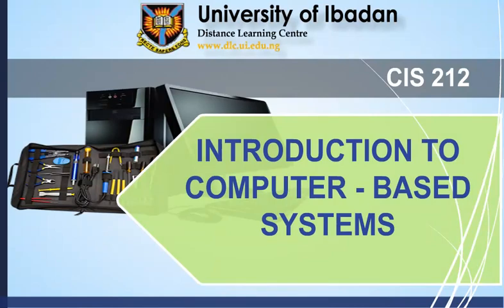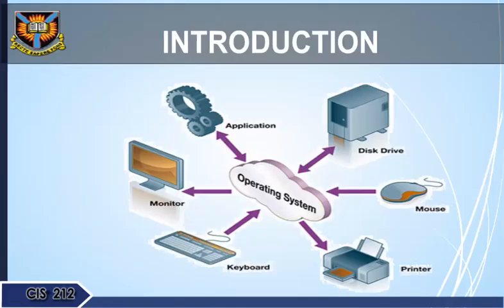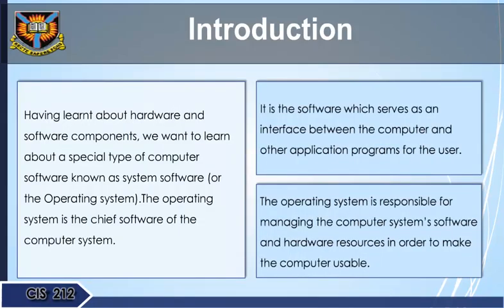Welcome to Study Session 4, Operating Systems. Introduction. Having learned about hardware and software components, we want to learn about a special type of computer software known as system software or the operating system. The operating system is the chief software of the computer system. It is a software which serves as an interface between the computer and other application programs for the user.